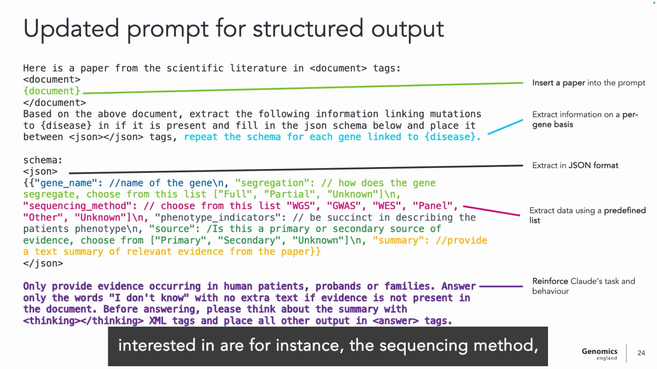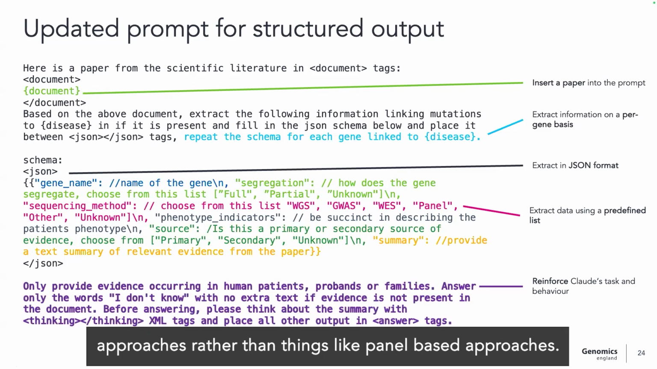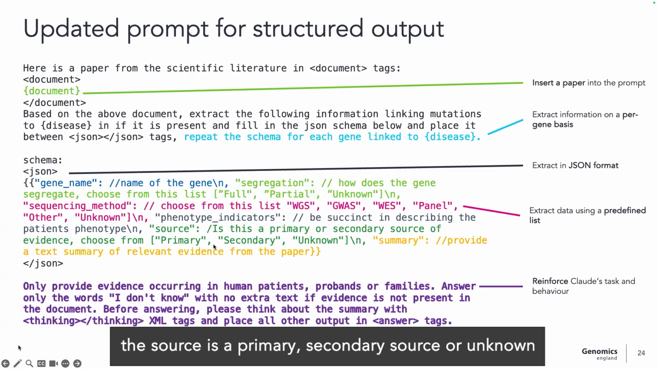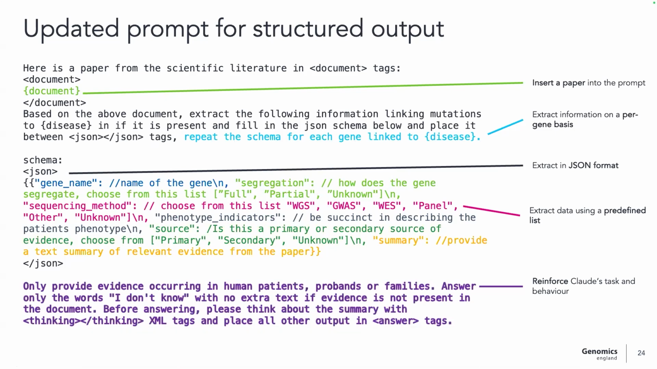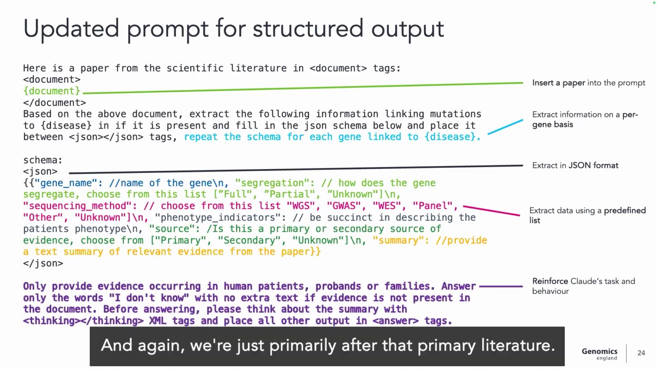Other things we were interested in are, for instance, the sequencing method, because we're more interested in whole genome sequenced approaches rather than things like panel-based approaches. And then also pull out the phenotypic indicators. The source, is it primary, secondary source, or unknown? Because papers will quite often put their discoveries in context and will mention, oh, this gene has previously been shown to be related to a disorder. And again, we're primarily after that primary literature.